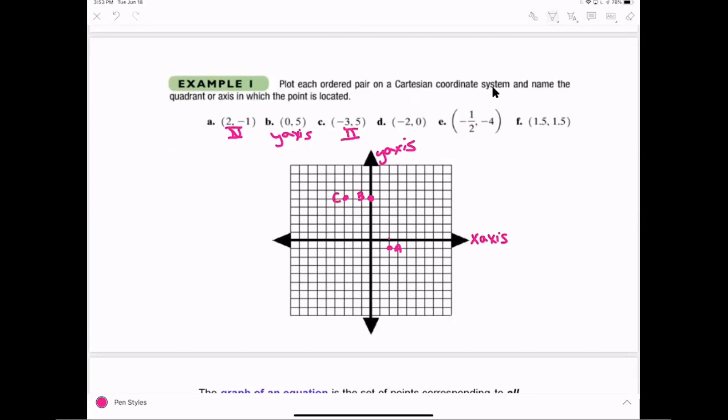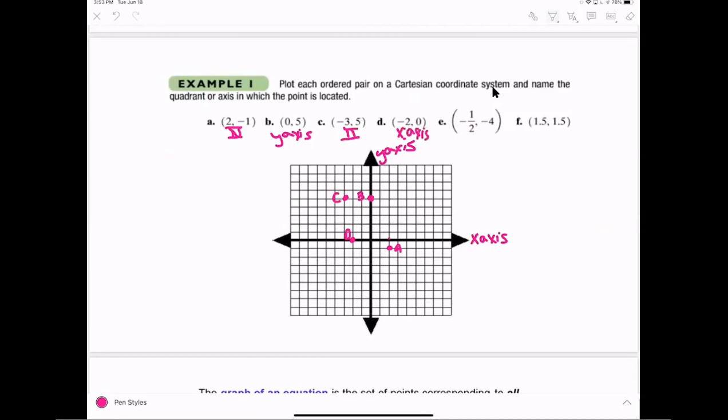Point D is the point (-2, 0). Our x value is -2, which means to the left. The y value is 0. Well, since it's 0, we just stay where we are. So our point D is located on the x-axis.